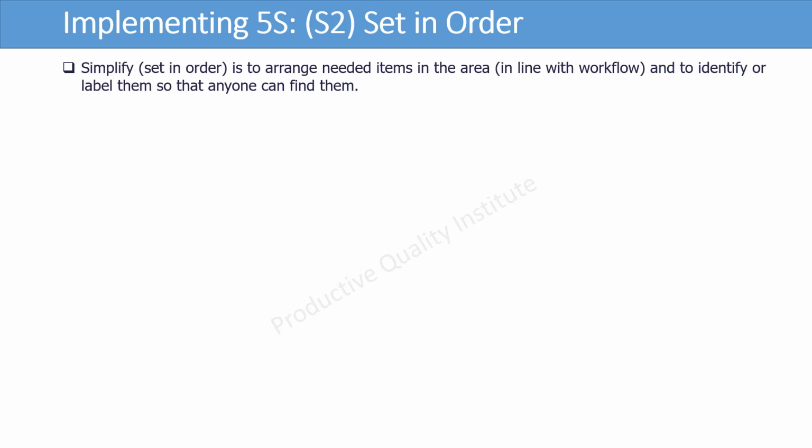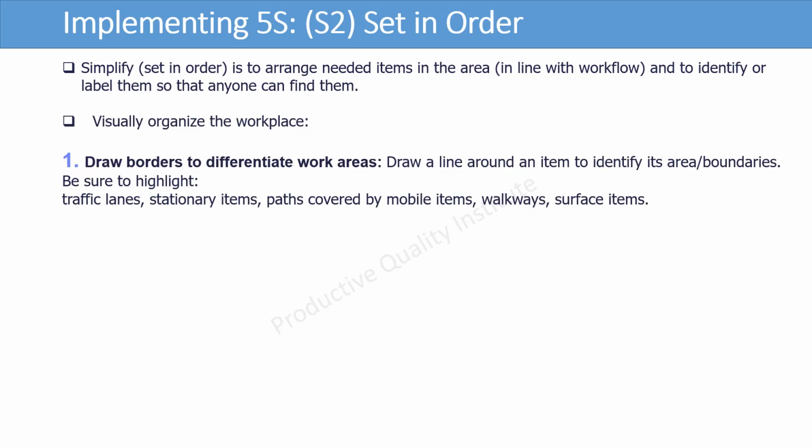Implementing 5S. S2. Set in order. Simplify, set in order, is to arrange needed items in the area, in line with workflow, and to identify or label them so that anyone can find them. Visually organize the workplace. 1. Draw borders to differentiate work areas. Draw a line around an item to identify its area and its boundaries. Be sure to highlight traffic lanes, stationary items, paths covered by mobile items, walkways, surface items.